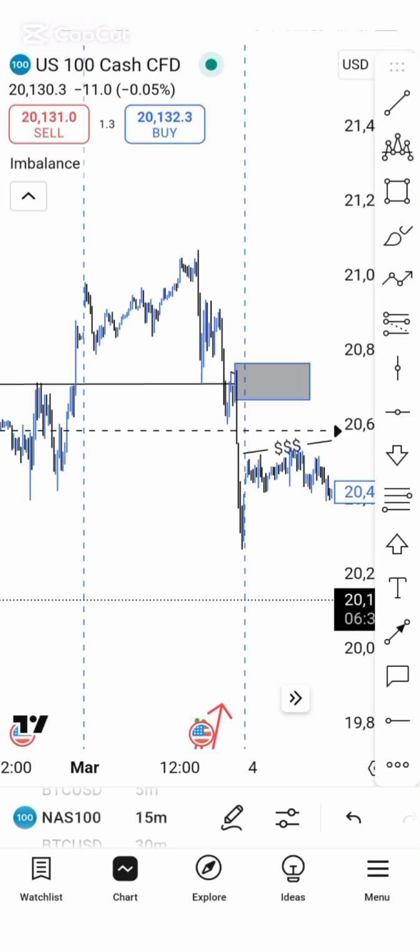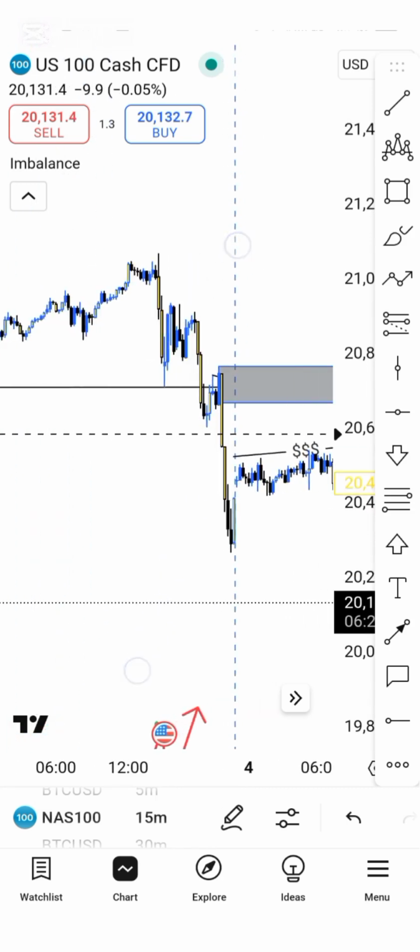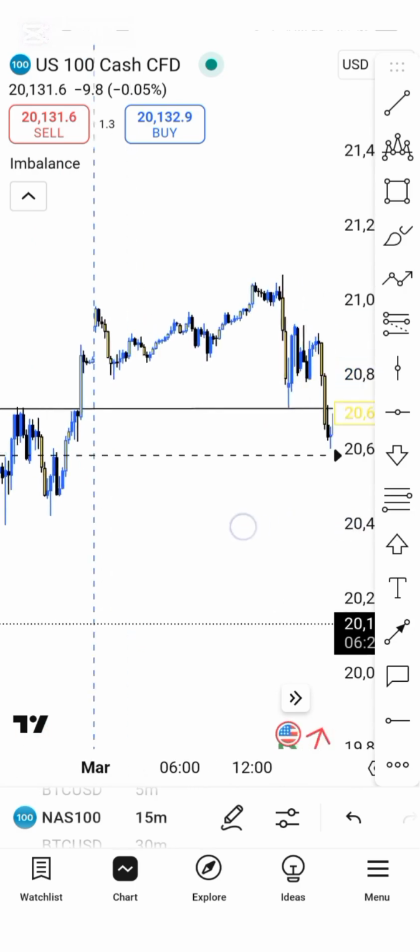Any level you see that the price has once tested as a support or resistance level, any order block from those levels is very strong. You can see very clearly that that is where we plot this order block.